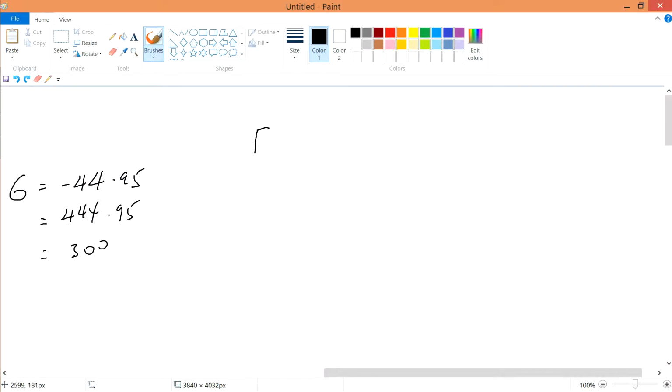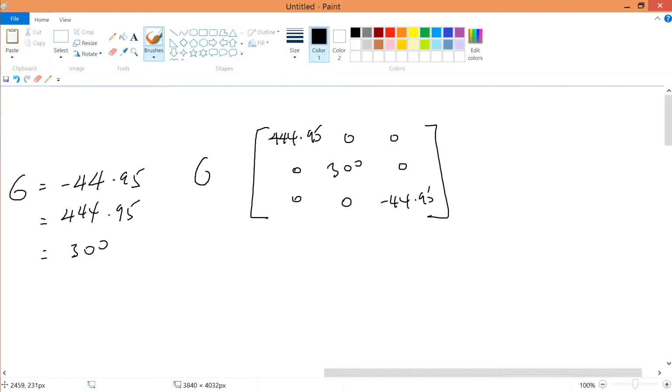But how do we write it in matrix? We know that sigma 1 is the largest of all the values, which is 444.95, so I sub it in as this one. Sigma 3, which is over here, is the smallest number, so I have to sub it in. And the in between is definitely 300, where the rest are 0. And that's it. This is your principal stress.